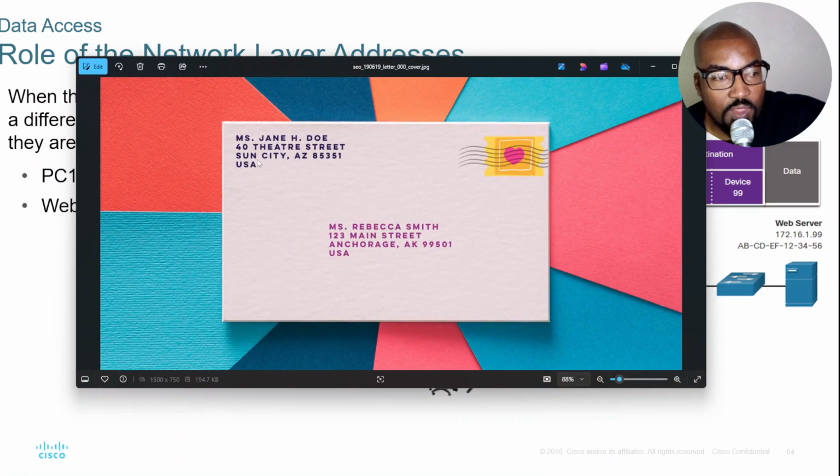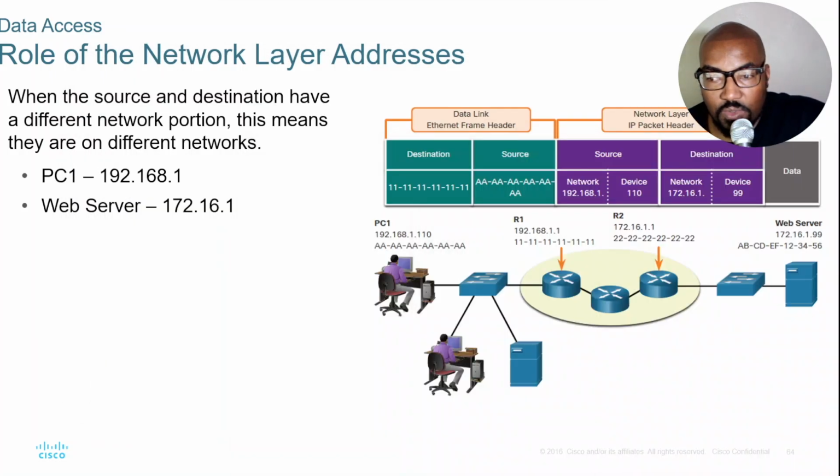So essentially, here's the source. The source is Miss Jane Doe, 40th Theater Street. This is on a different network, right? And obviously, Anchorage is on a different network. This means they're on different networks. So how does it get there? How does it get there?